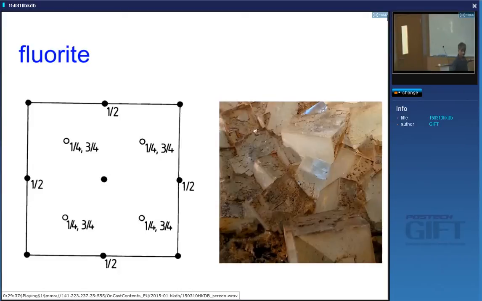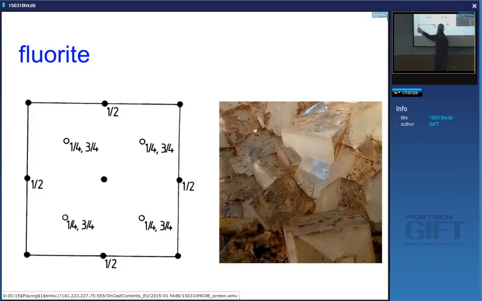Now, even more complicated, as I told you last time, I was in Russia and I took photographs of minerals. And this is a mineral called fluorite, which you can see the cubic shape actually. The equilibrium shape is cubic. So it's a cubic lattice, again a face-centered cubic lattice, but now there's a motif of three atoms, because the formula is calcium fluoride, CaF2. Yeah? So CaF2.